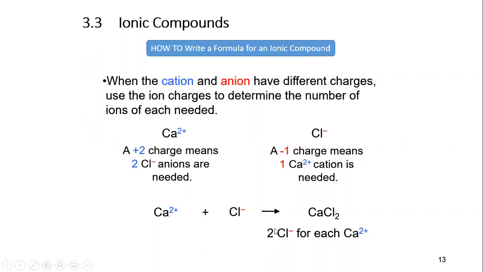So since we need 2 chlorides for each calcium ion, the formula becomes CaCl2. Put a 2 right here. So this is a +2, and this is a -1, but we have 2 of them, so it balances the charge.